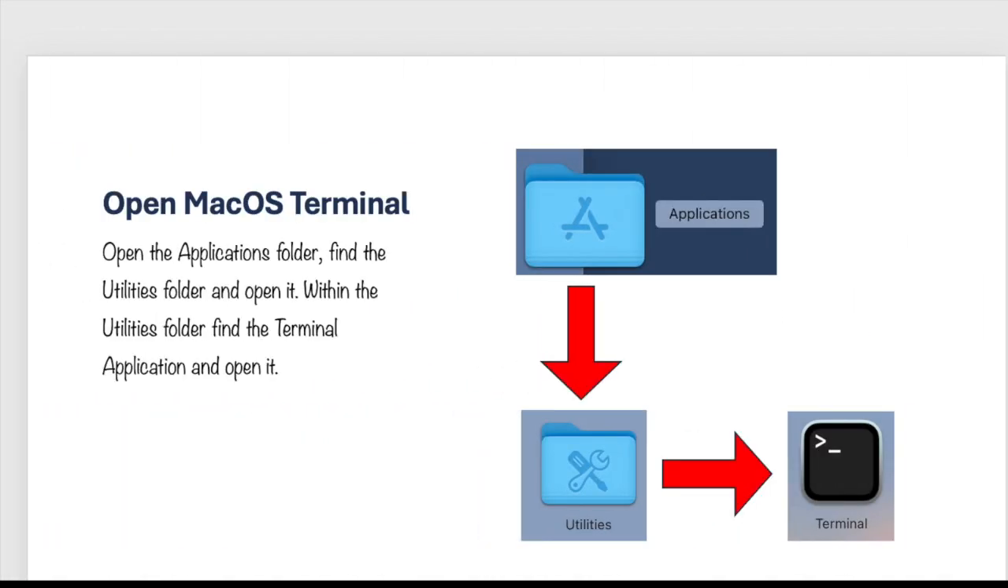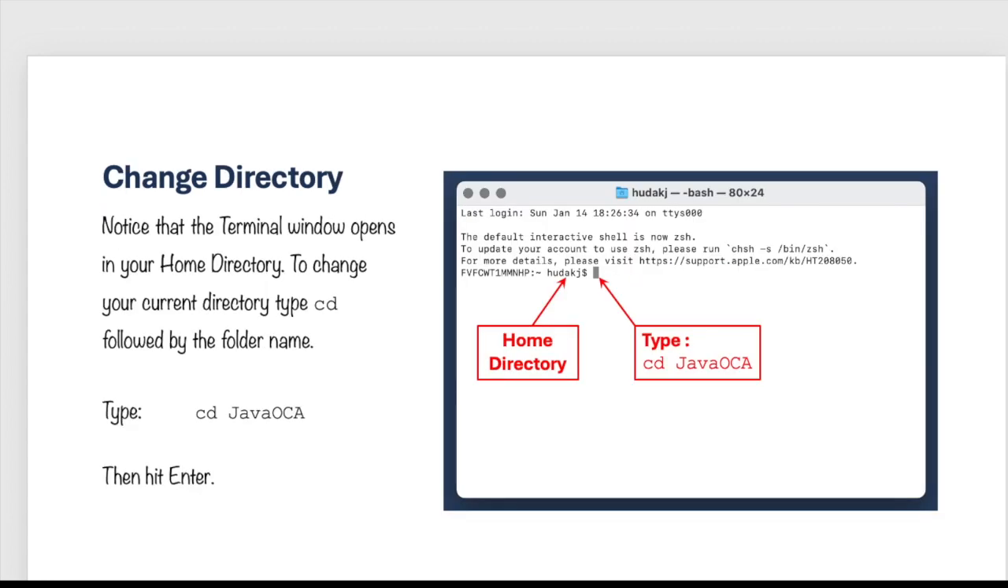Now, if you go to your applications folder, through your Finder window you can find it. I have my applications connected to my dock. After you open the applications folder, you should be able to find a utilities folder. Open that, and inside the utilities folder will be the terminal app, and you will open that application up. When you do open up that application, you will get this screen. This is the terminal window. Notice that my home directory is what's listed there.